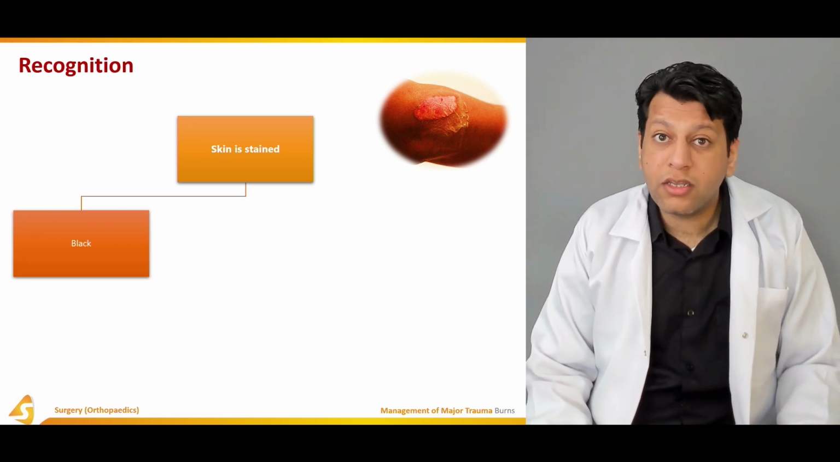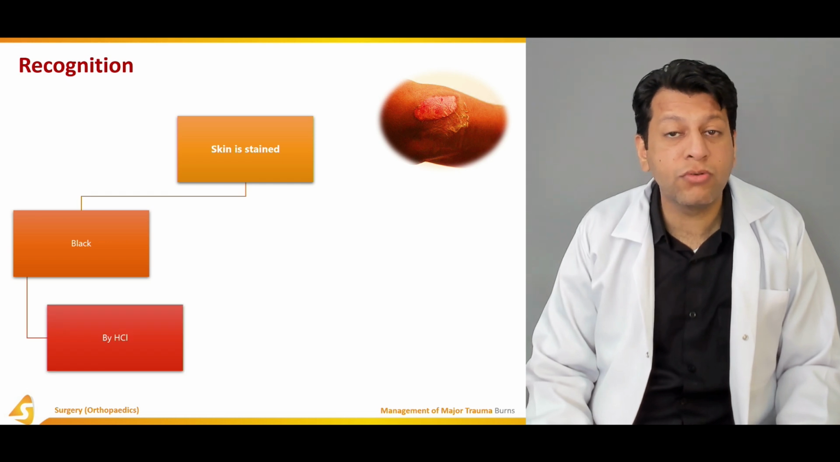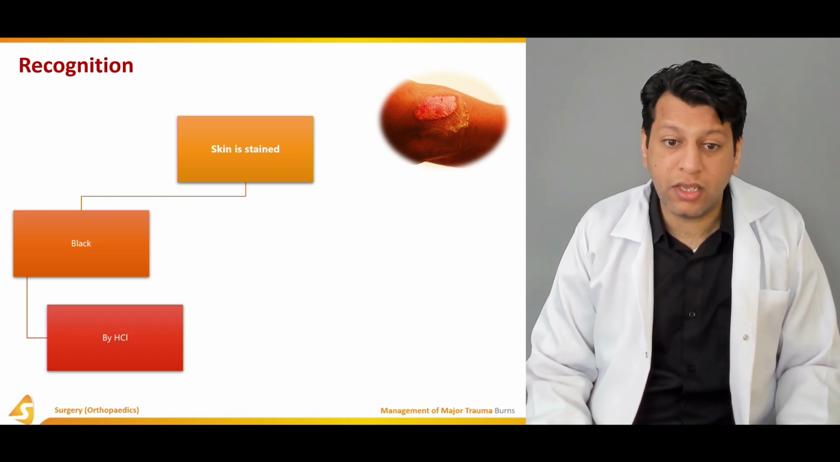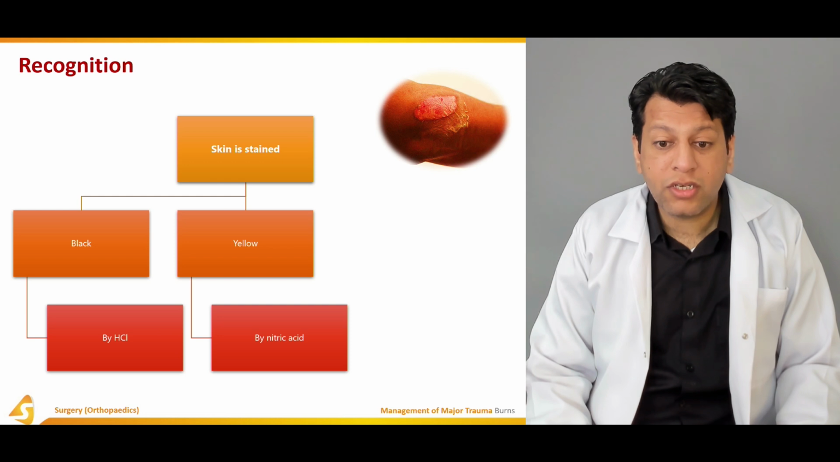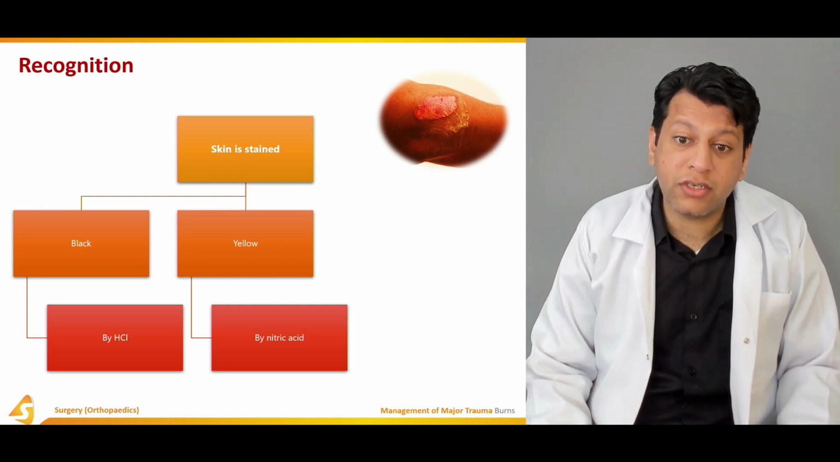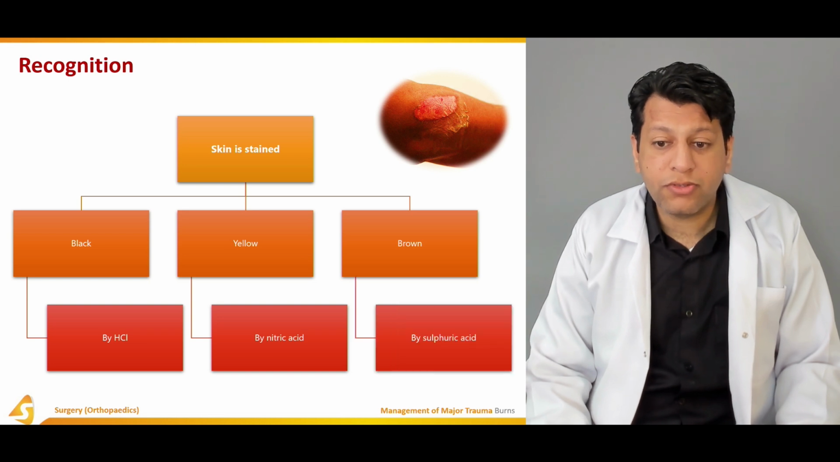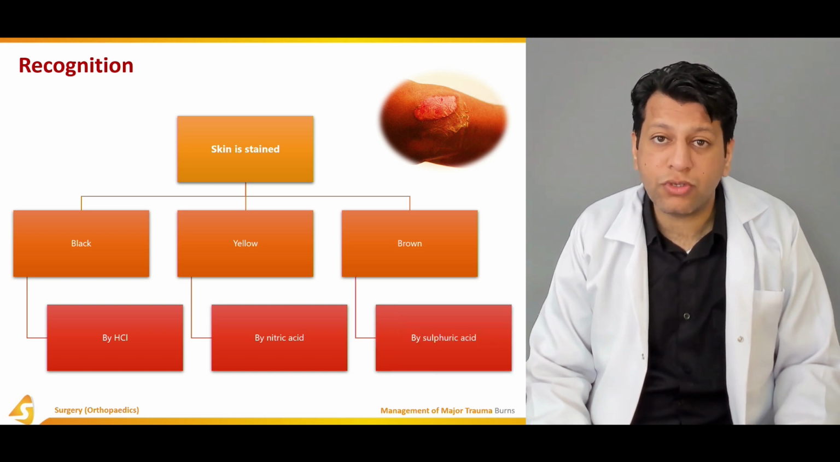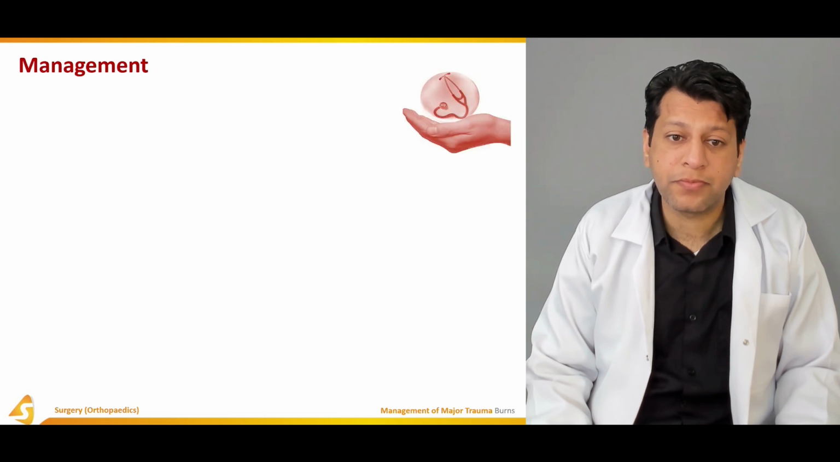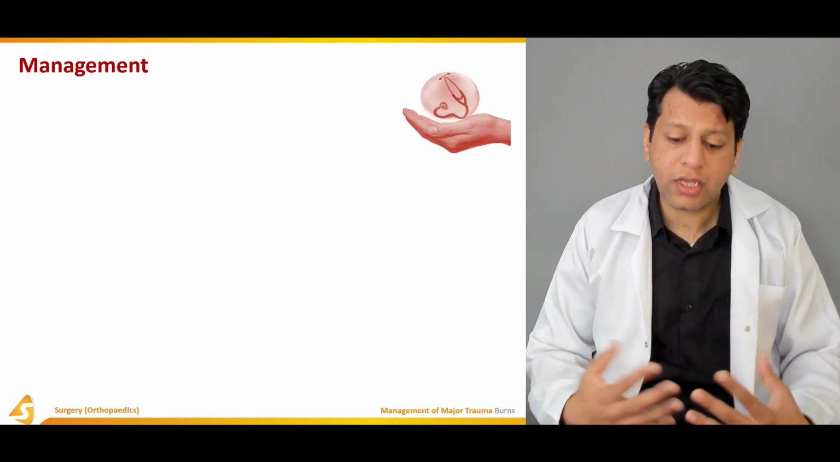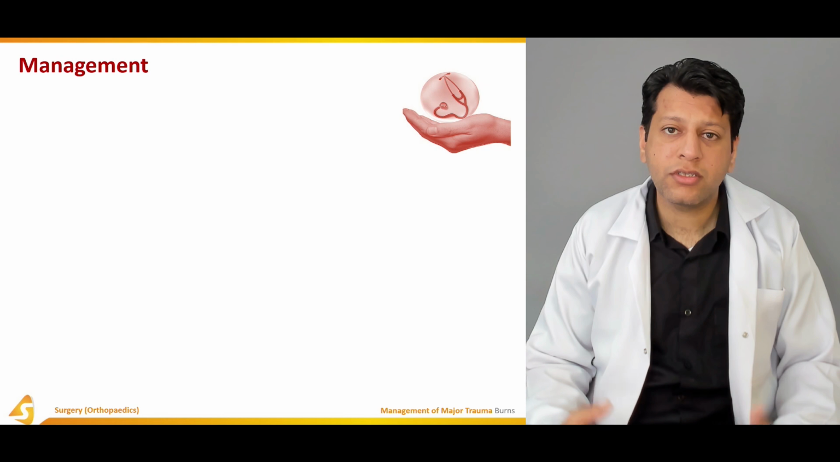If the skin is black, then this is probably due to hydrochloric acid, or HCl. If it's yellow, then it's due to nitric acid. If the eschar on top is brown, then most likely the acid used was sulfuric acid. Now, once we recognize it through the history and examination, we have to start with the management.